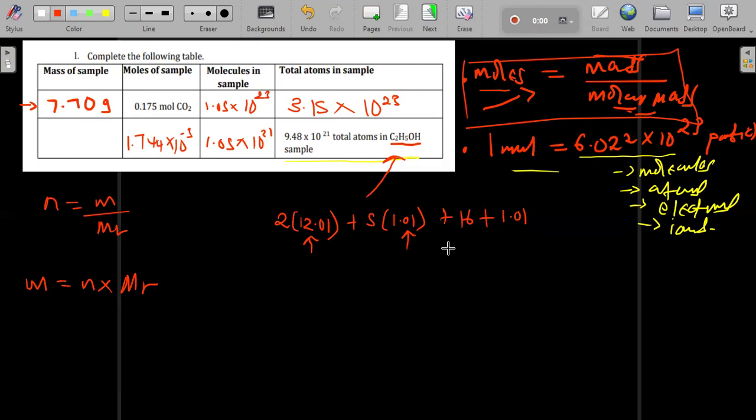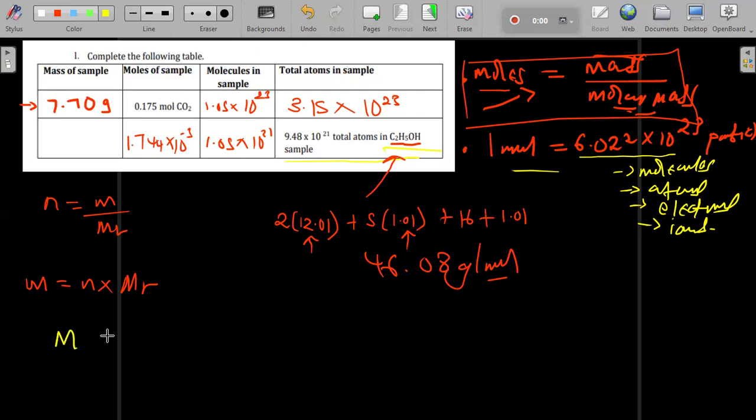So let's calculate that molar mass. When I add all that, I'm getting my molar mass as what? 12.01 times 2 plus 5 multiplied by 1.01 plus 16 plus 1.01. I'm getting my molar mass as 46.08 grams per mole. So this is the molar mass of C2H5OH. Okay, so I'm going to place it in this formula.